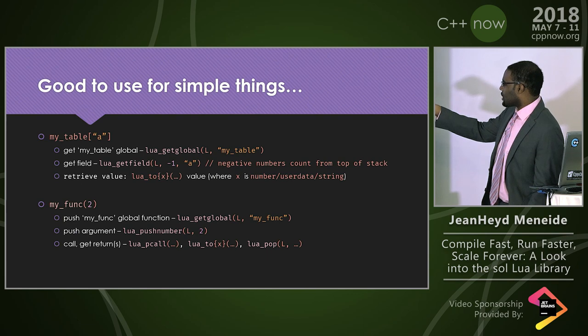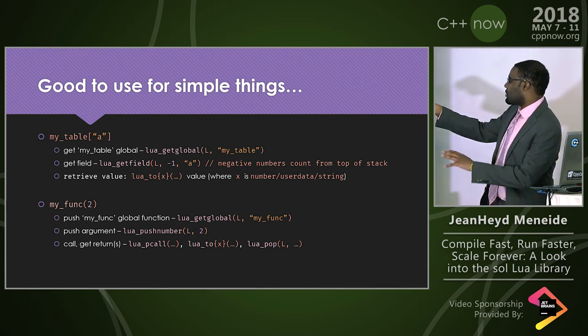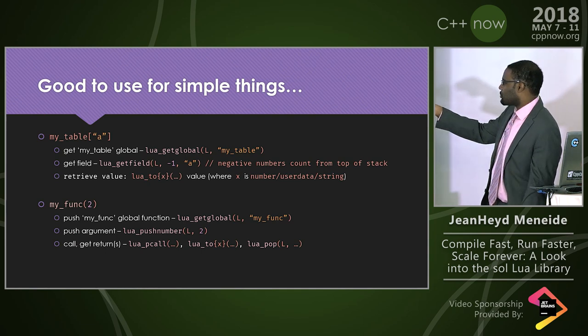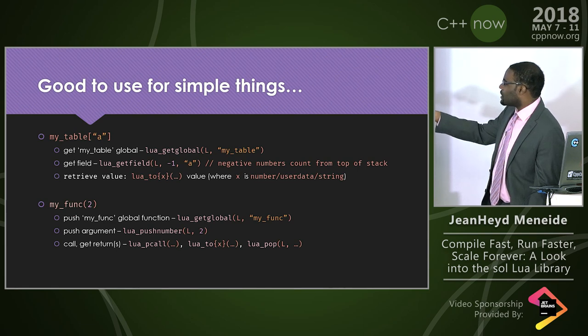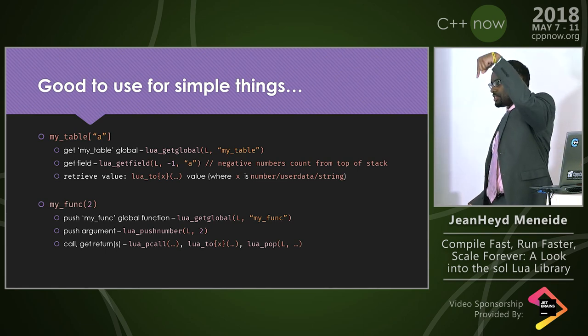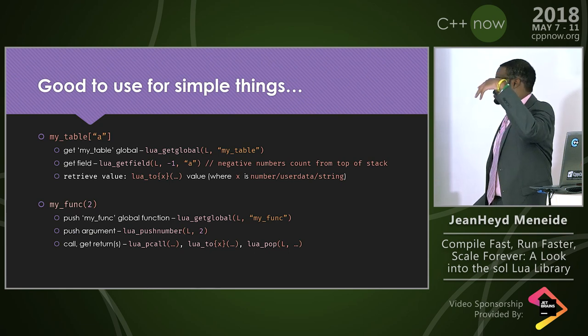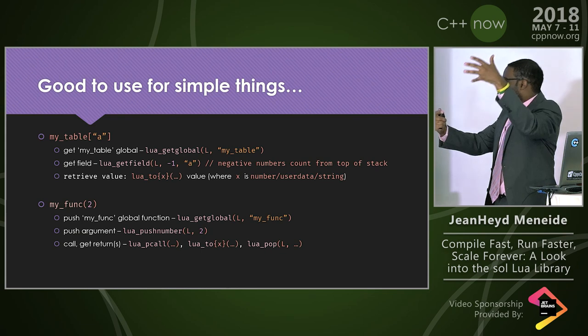So you use lua_getglobal to get a global variable out onto your stack. This time we ask for my table, because that's what we're asked for here. We use getfield to get the A field at -1, and -1 just counts from the top of the stack down. So when you use negative numbers, we're saying, the table on the top of the stack, get A out of it, right? And so that's what we're doing.